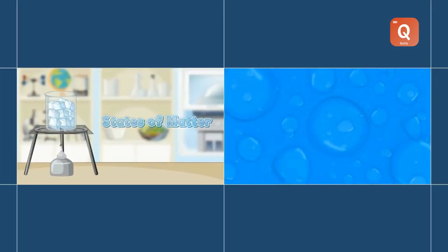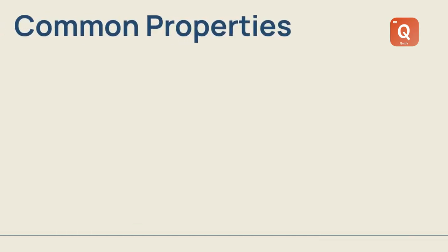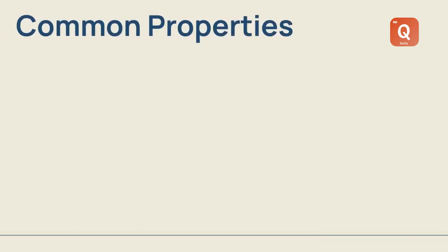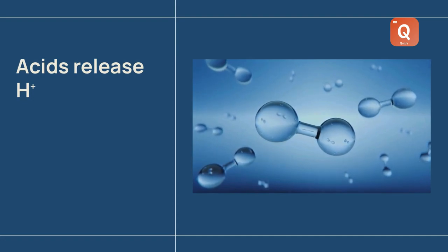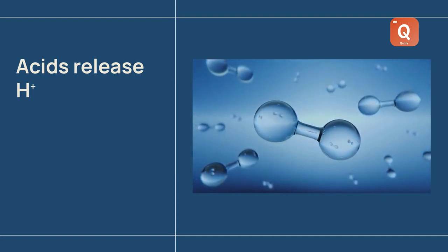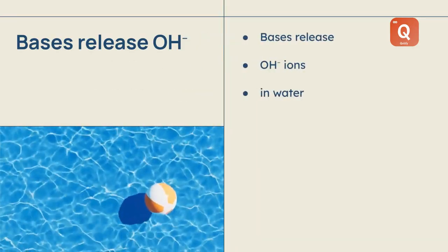Acid plus base gives salt and water. This is neutralization. Understanding their common properties is key. Acids release hydrogen ions, H+, or hydronium ions, H3O+, when dissolved in water. Bases release hydroxide ions, OH-, in water.